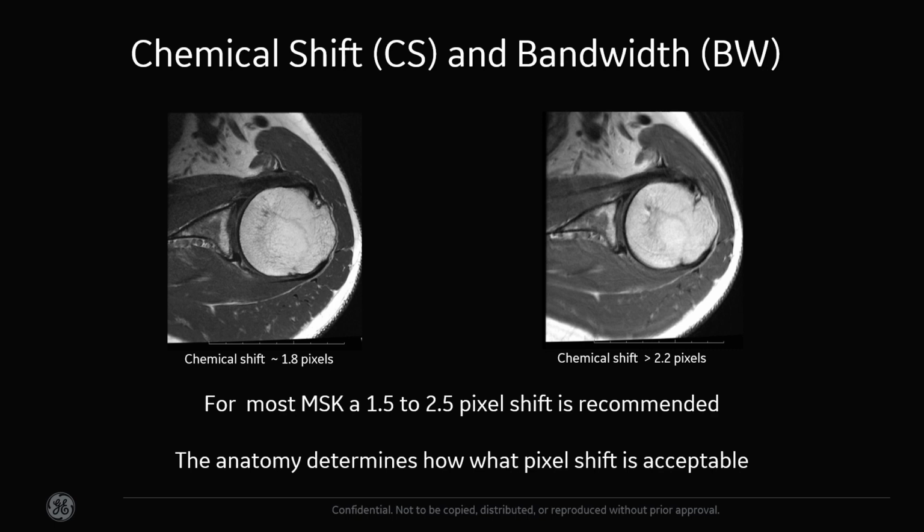So despite a small amount of respiratory motion, it's very obvious that there is a significant difference in image quality on this same patient using the same parameters with a chemical shift of 1.8 versus a chemical shift of 2.2.